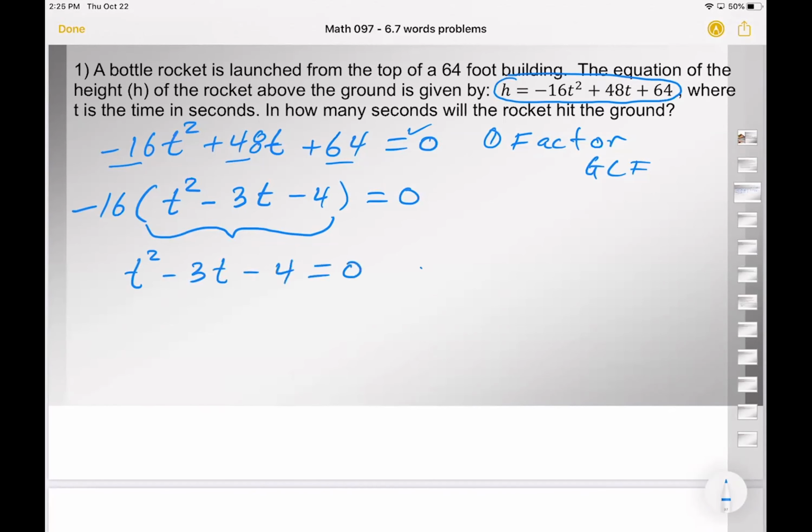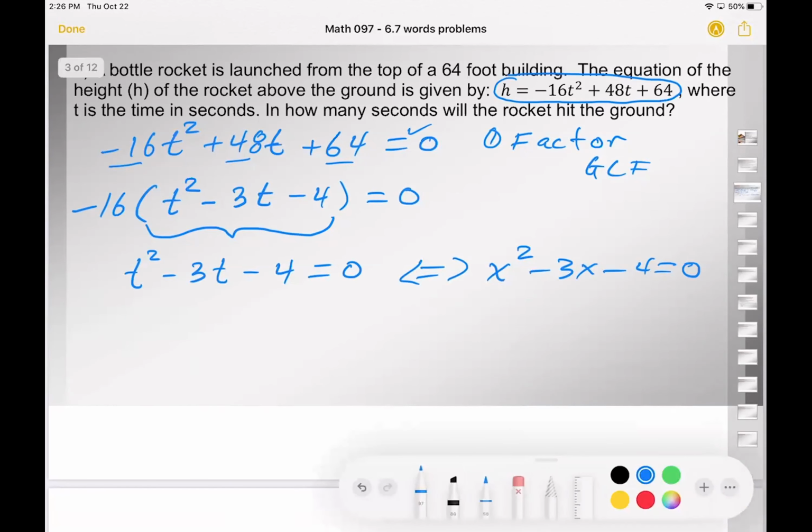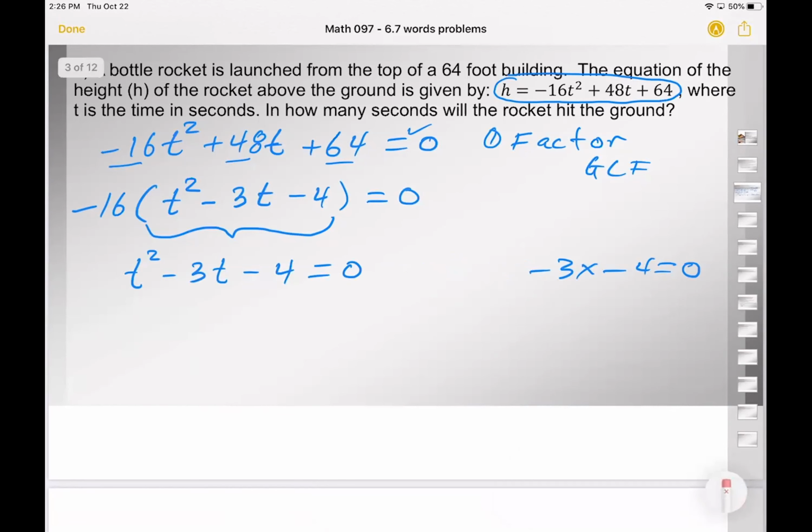Is this the same as x squared minus 3x minus 4 equal to 0? We've been seeing this, right? The only thing changing here is that instead of the x, they put in a t. You see this already. How do you solve anything that involves a square? Well, we need to factor this out. And if we factor this out, do you agree that this is an easy problem?